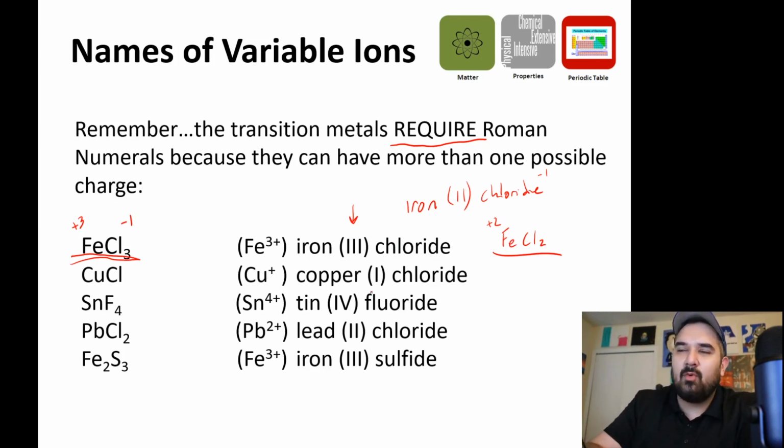So here we have copper 1 chloride. We know chlorine has a -1 charge, and if copper has a +1 charge, that means we have 1 copper bonded with 1 chlorine. Here we have tin 4 fluoride. Fluoride has a -1 charge, and because this has a charge of 4, that means that we have 4 fluorines. That's where this 4 comes from right here. So it's very important to be sure that if you're dealing with a transition metal, you're including the Roman numeral that tells you the charge.